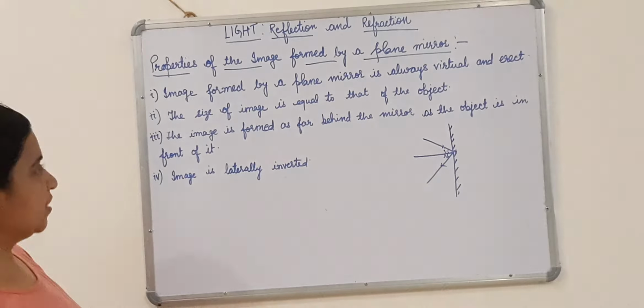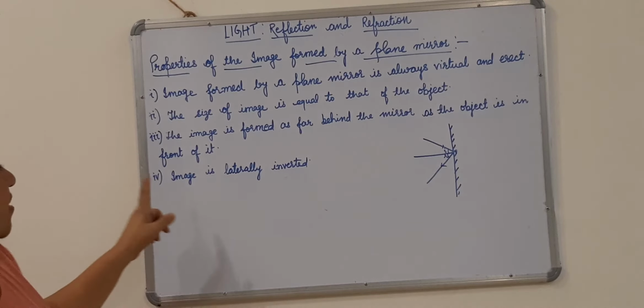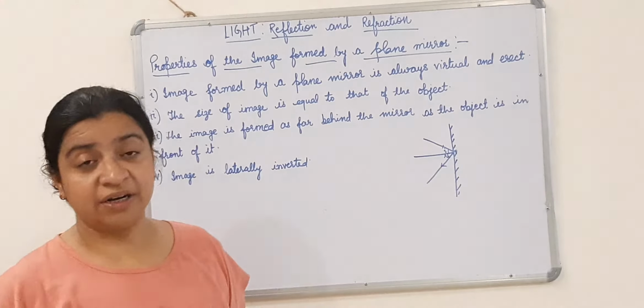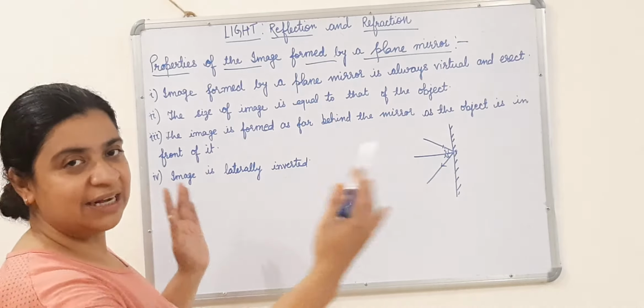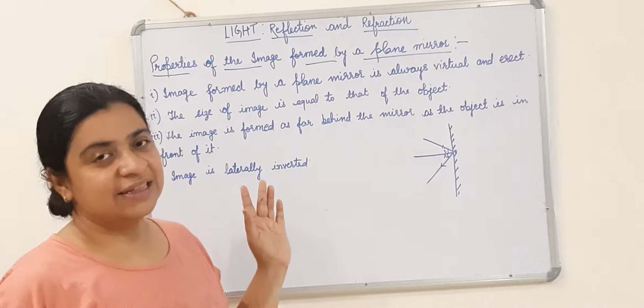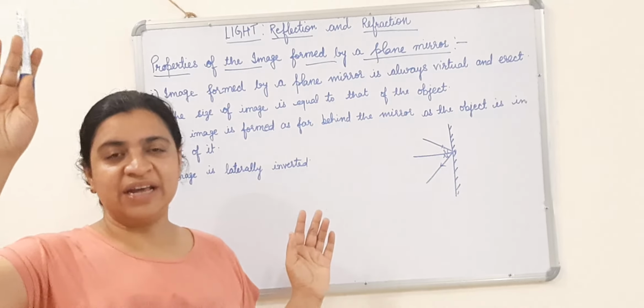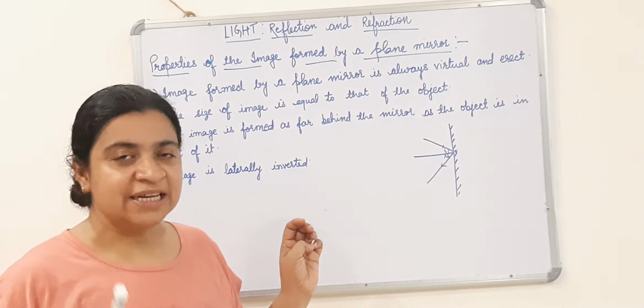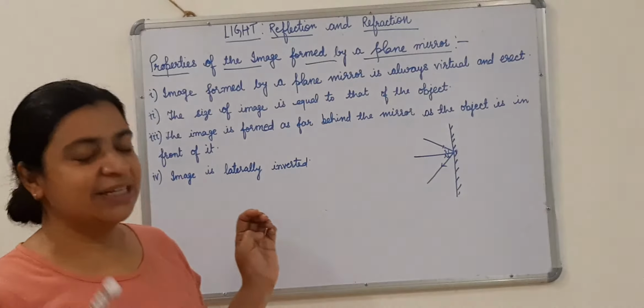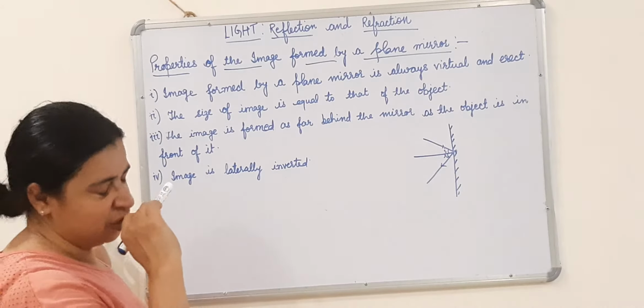Mind it, you can check this. The next image is laterally inverted. Laterally inverted means right side left and left side right. This is called lateral inversion. Like in the case of a mirror, when we raise our right hand, it seems as if we are raising our left hand. This is called lateral inversion.